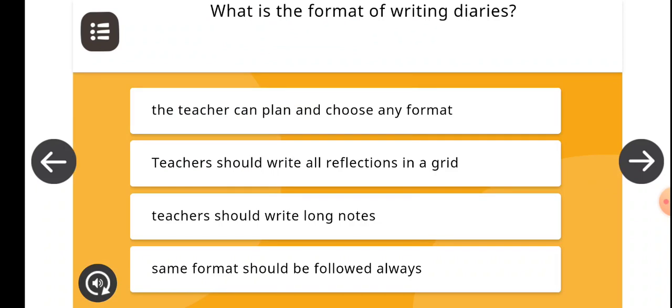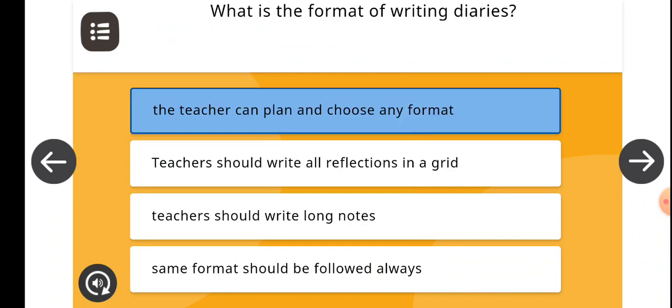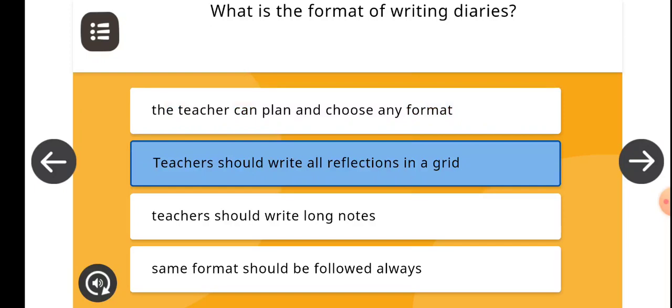What is the format of writing diaries? I am asking you the question, is there any specific format for teachers to write a teacher's diary? Let's have a look. The teacher can plan and choose any format. A teacher's diary is a personal thing, so he can plan himself and choose any format. He or she has that much freedom to write the diaries. Or should the teacher write all reflections in a grid? No, they are not supposed to write all reflections in a single grid.